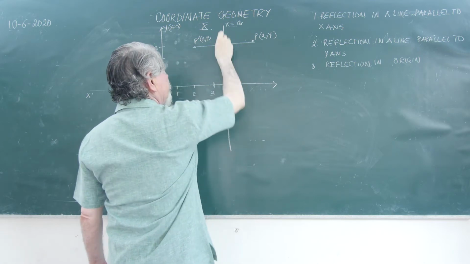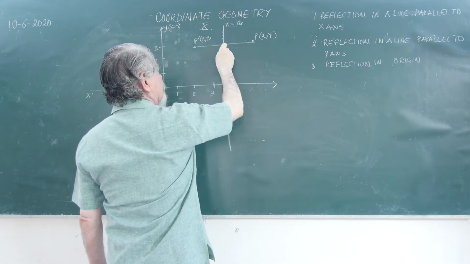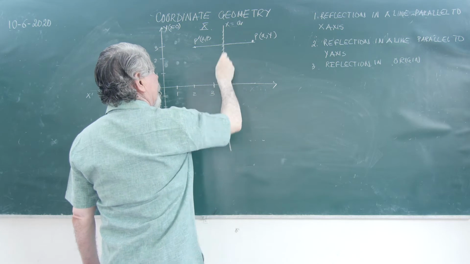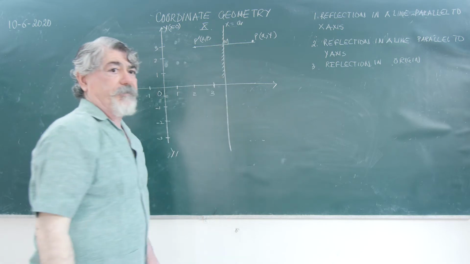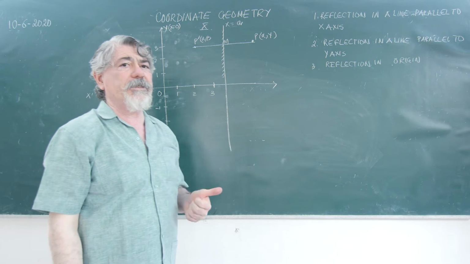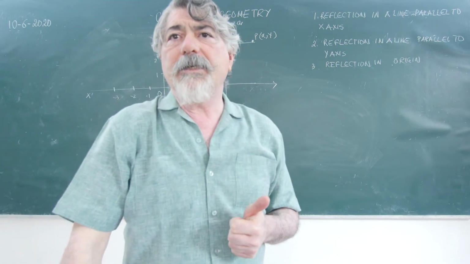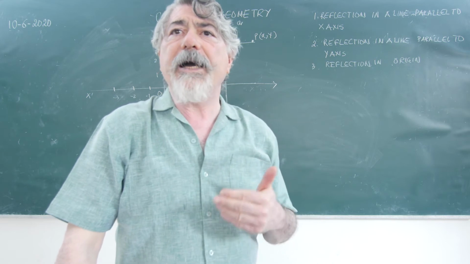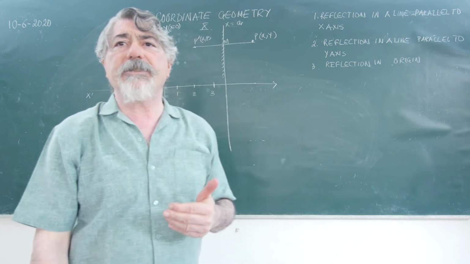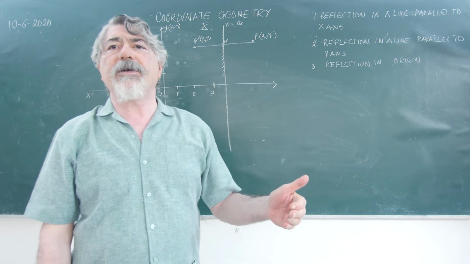And this will be the mirror here. Now this will be the mirror here. And this point will be the midpoint. The basic principle is that the mirror, like in a plane mirror, the image is formed behind the mirror at the same distance as the object is in front of the mirror.